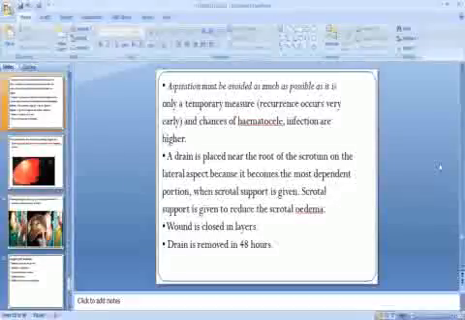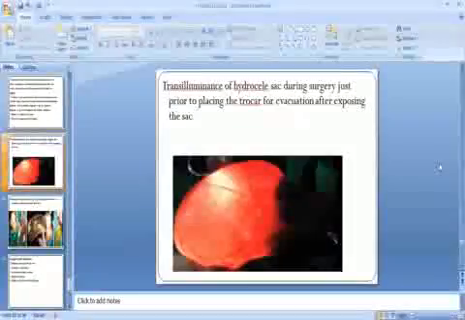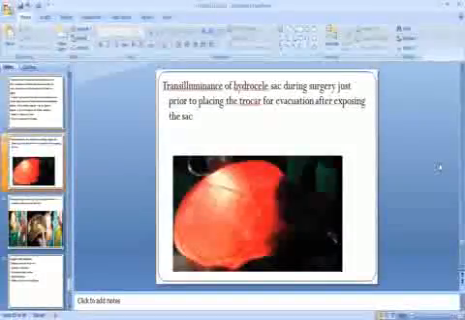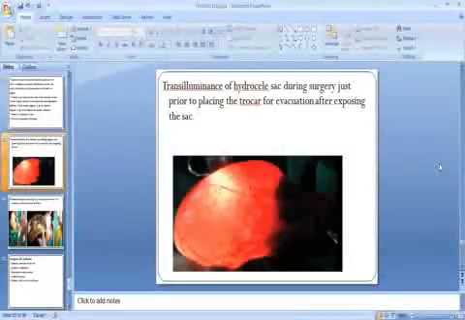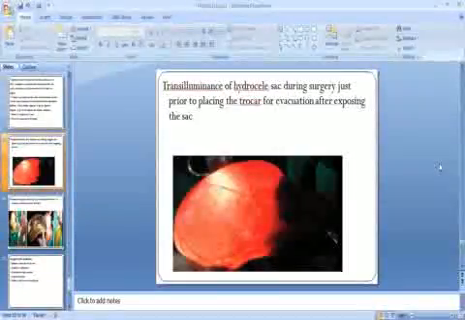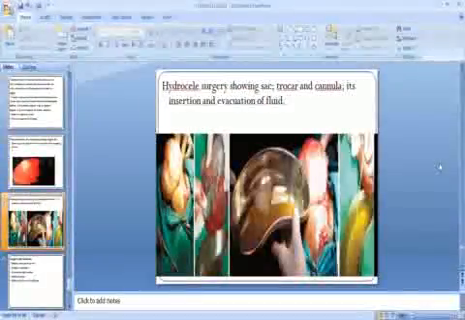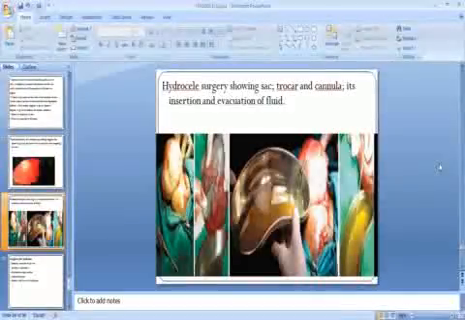The support is given to reduce the scrotal edema. The wound is closed in layers. The drain is removed in 48 hours. In this picture, you can see the delivery of the hydrocele sac during surgery just prior to placing the trocar for evacuation after exposing the sac. Hydrocele surgery showing sac, trocar and cannula, its insertion and evacuation of fluid.